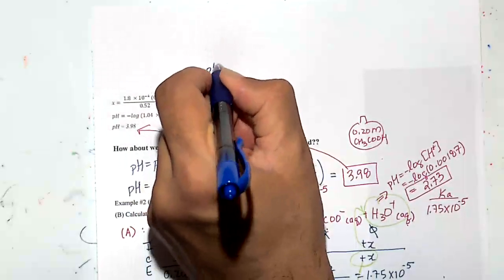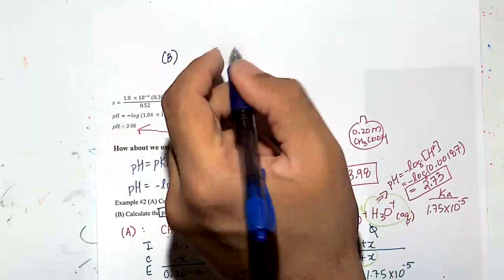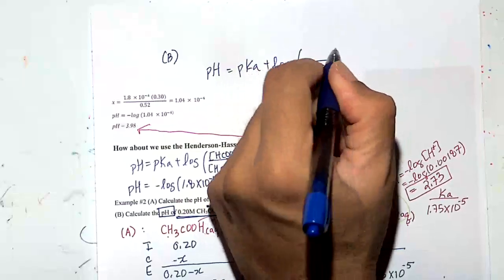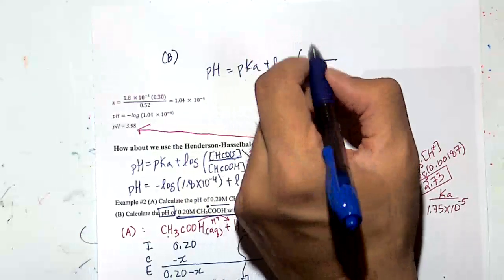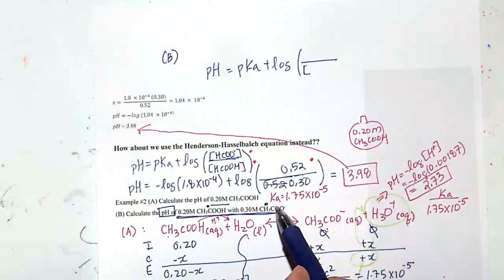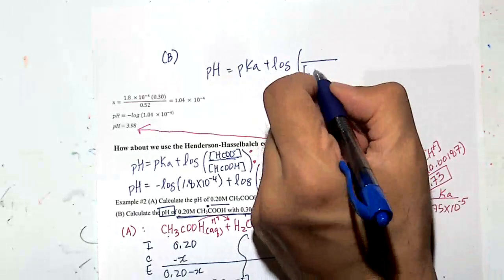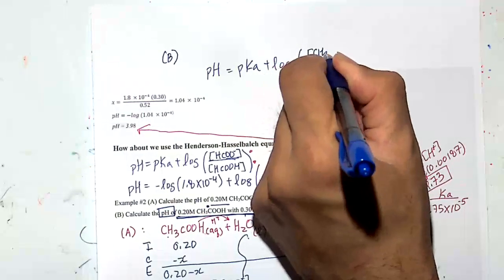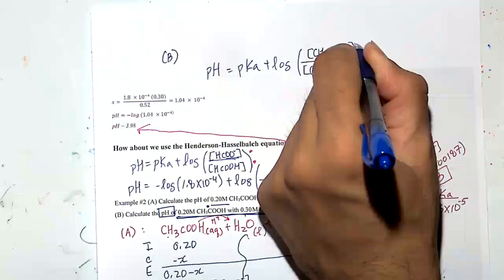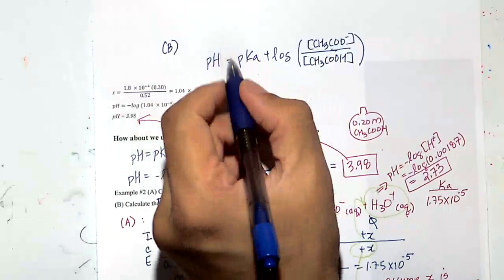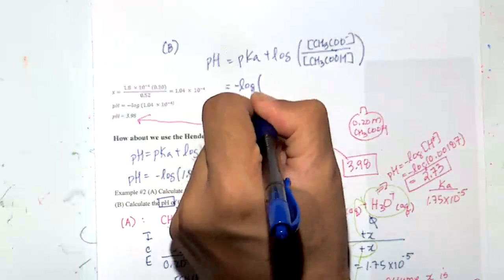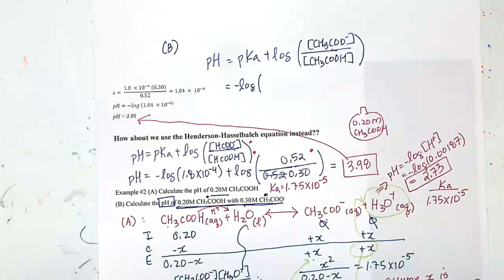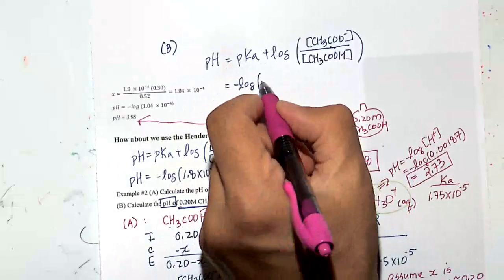So let's go ahead and do that here for part B. In case you ever want to know which goes where, drop the acid. In this case, our acid is acetic acid. Drop the acid, so it goes in the denominator, and up top is the numerator. So pKa is minus the log of Ka. I'll give you that Ka. It's 1.75 times 10 to the minus 5.